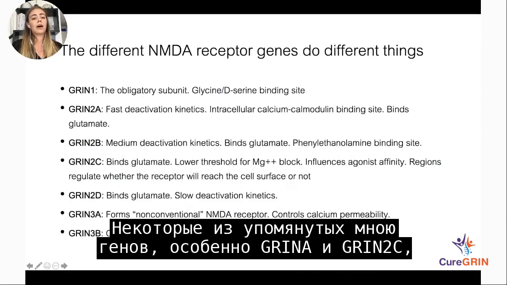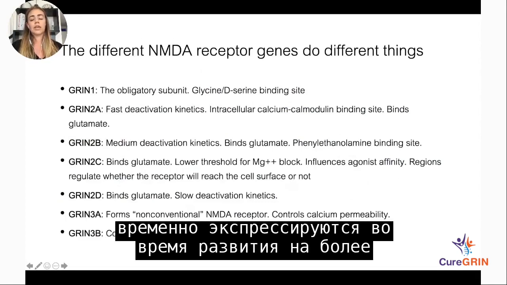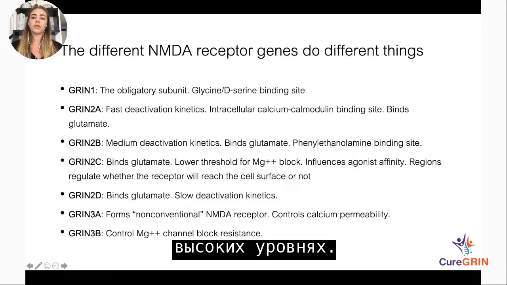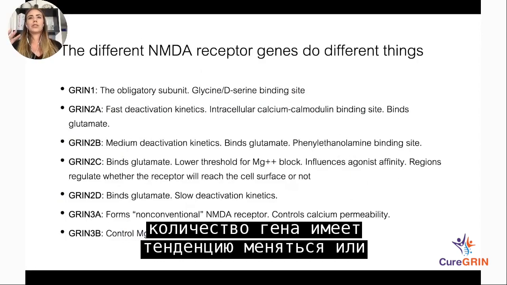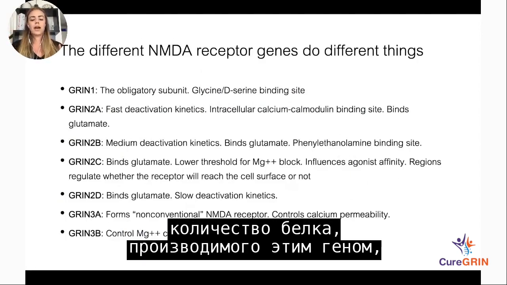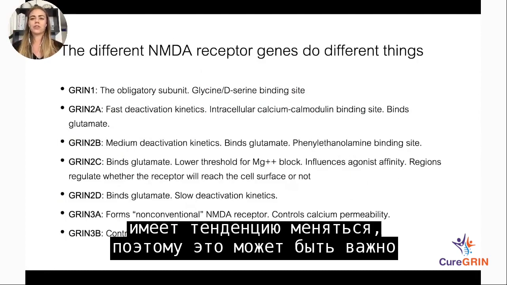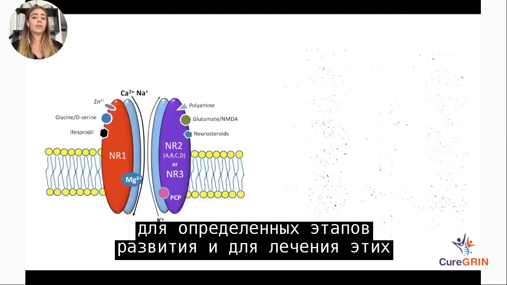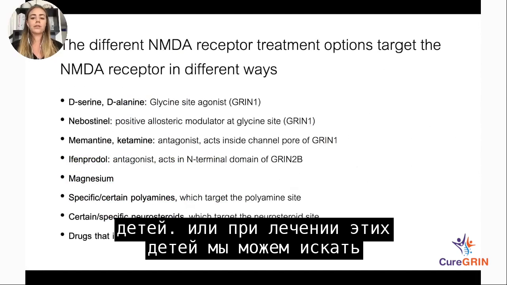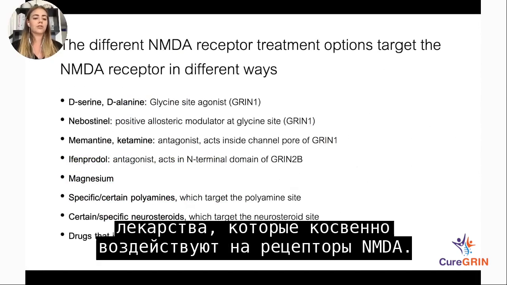Some of the genes that I mentioned, particularly GRIN2A and GRIN2C, are transiently expressed during development at higher levels. So what that means is, after your child is born, the amount of gene, the amount of protein produced by this gene tends to change. So it may be important for certain parts of development. And in treating those kids, we may be looking at drugs that indirectly target NMDA receptors.